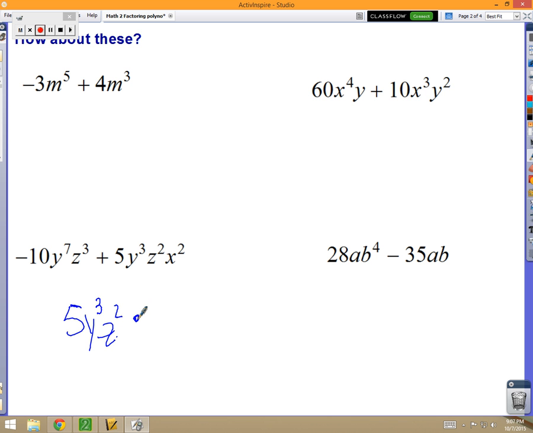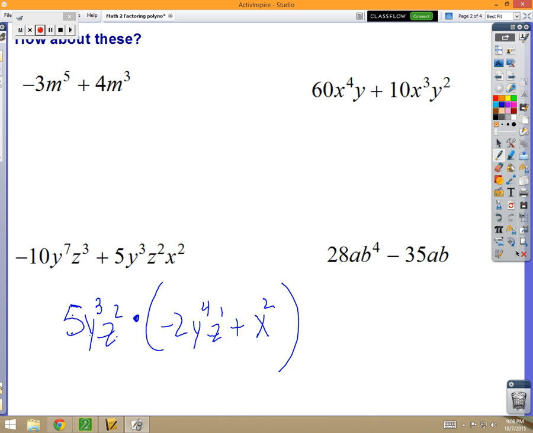So 5y cubed z squared times what? 5 times what is going to end up in a negative 10? It's going to be negative 2. I need 7 y's in my answer. So y to the 3 times how many y's? Y to the 4. I need 3 z's in my answer, and I got 2 here, so it's going to be 1 z. Okay, now 5 times what is 5? That's just a 1. I'm not even going to write it. I need 3 y's in my answer, and I got 3 y's here, so that's another 1. I need 2 z's, and I got 2 z's, so that's another 1. The only thing I need is x squared.